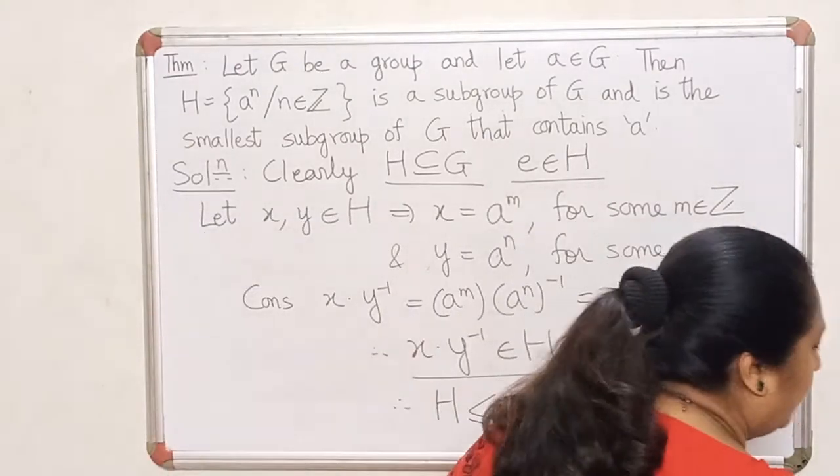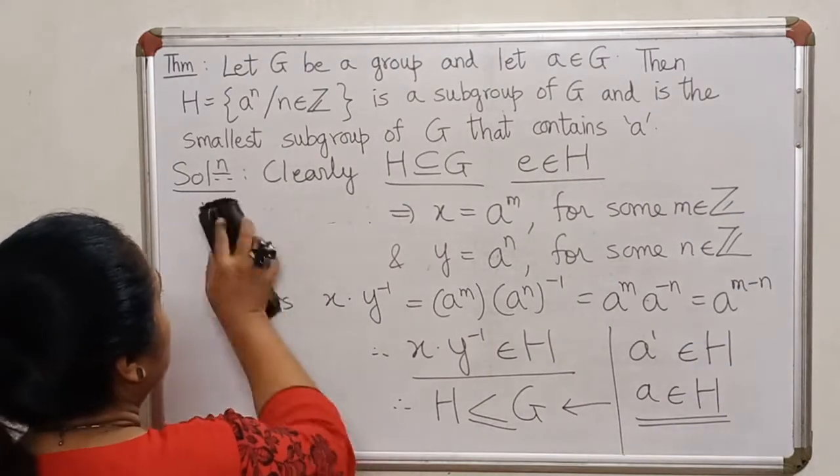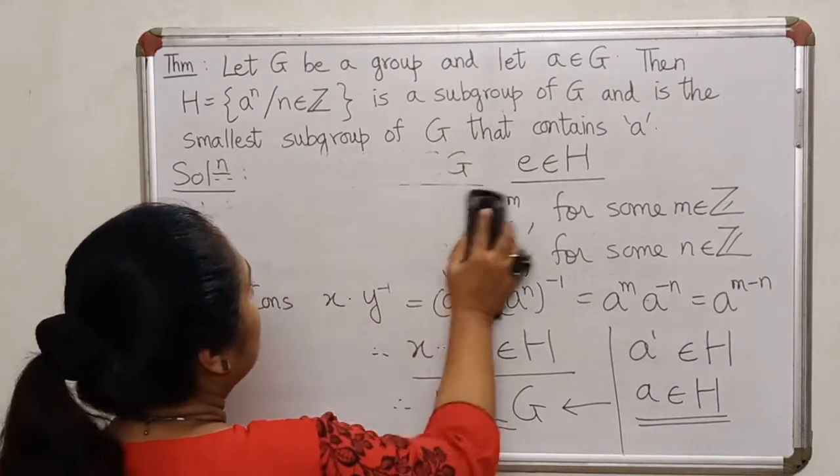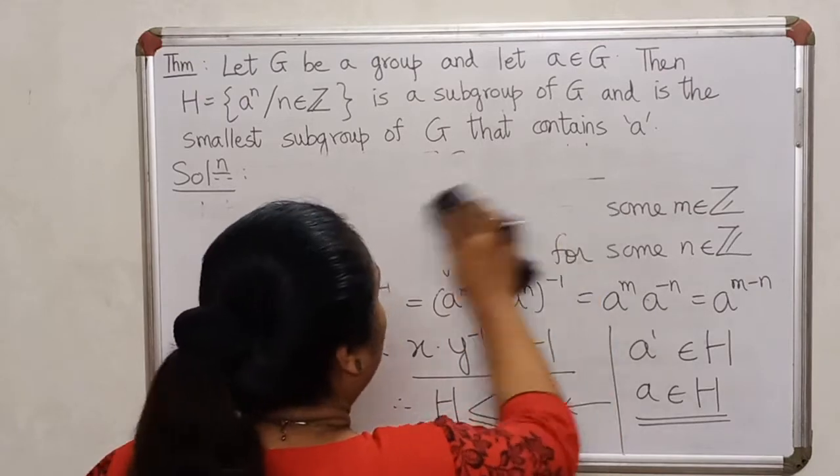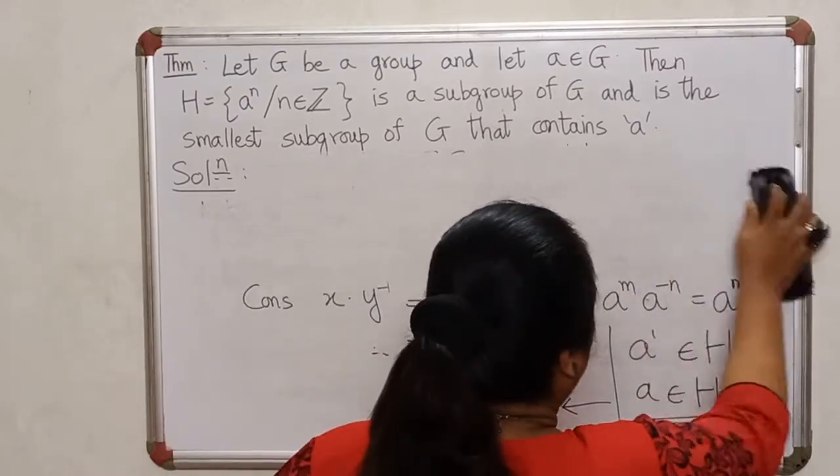And now finally we come to the last part, which says that we need to prove that H is the smallest such subgroup. Let me explain what we mean by that.